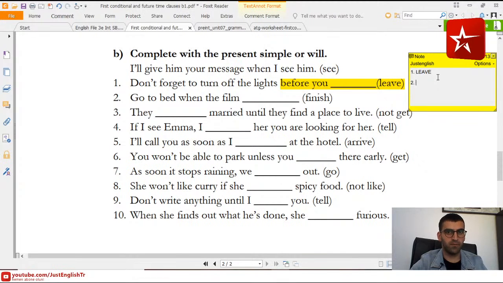Go to bed when the film finish is a wrong answer, guys. It is a wrong answer. Everybody says finish, but it is the wrong answer. Isahan, Gülsafa, Tuko, and Leyla, everyone wrote finish, but it is a wrong answer. Be careful. So that's why be careful of what we have to write here.